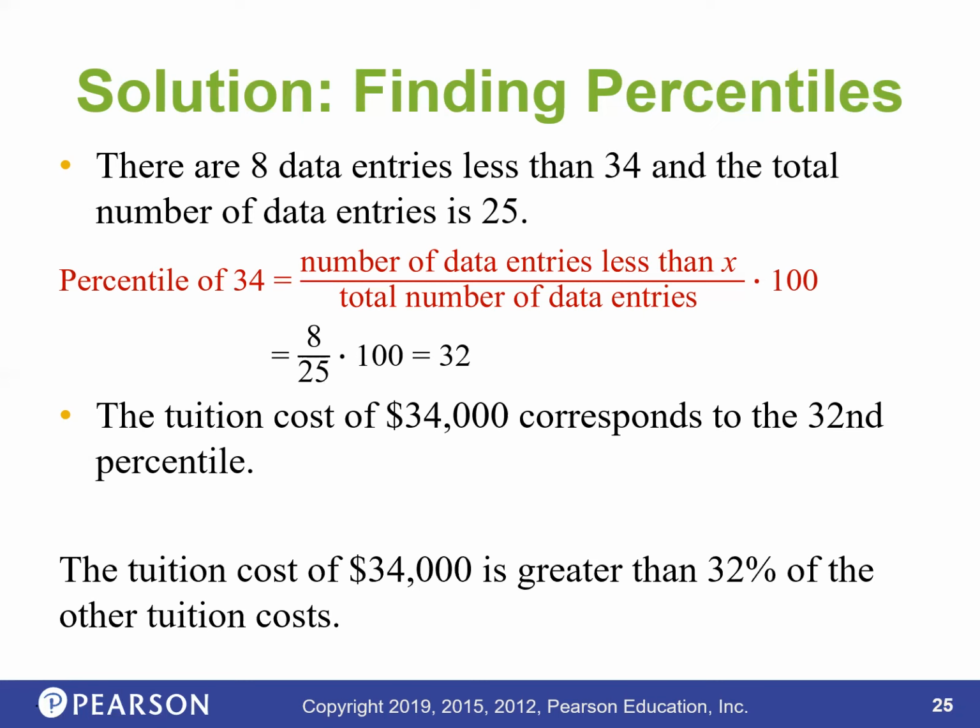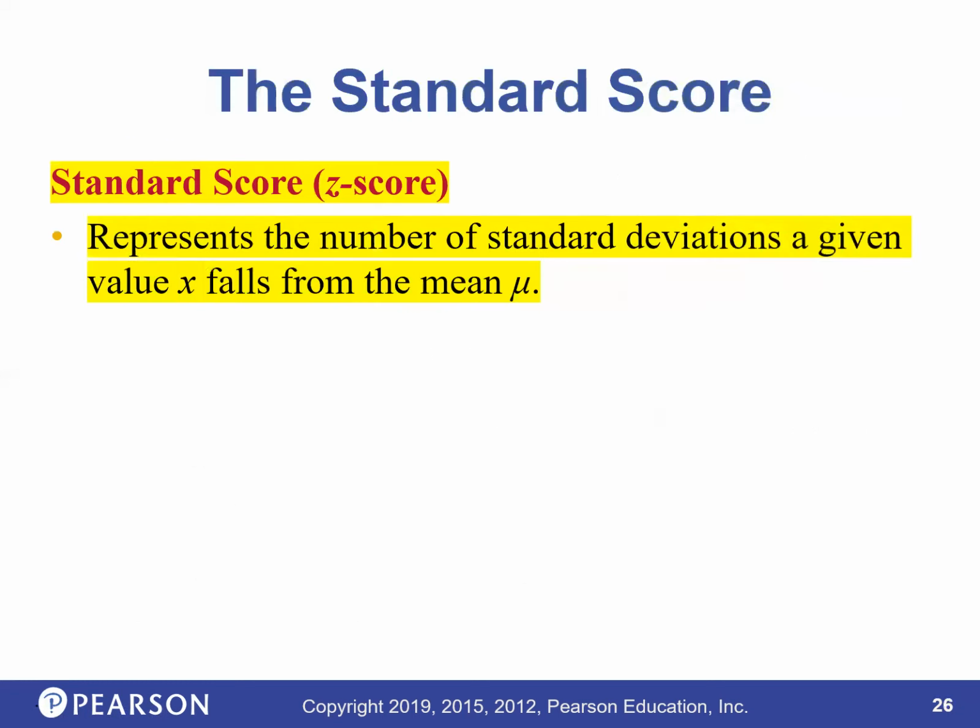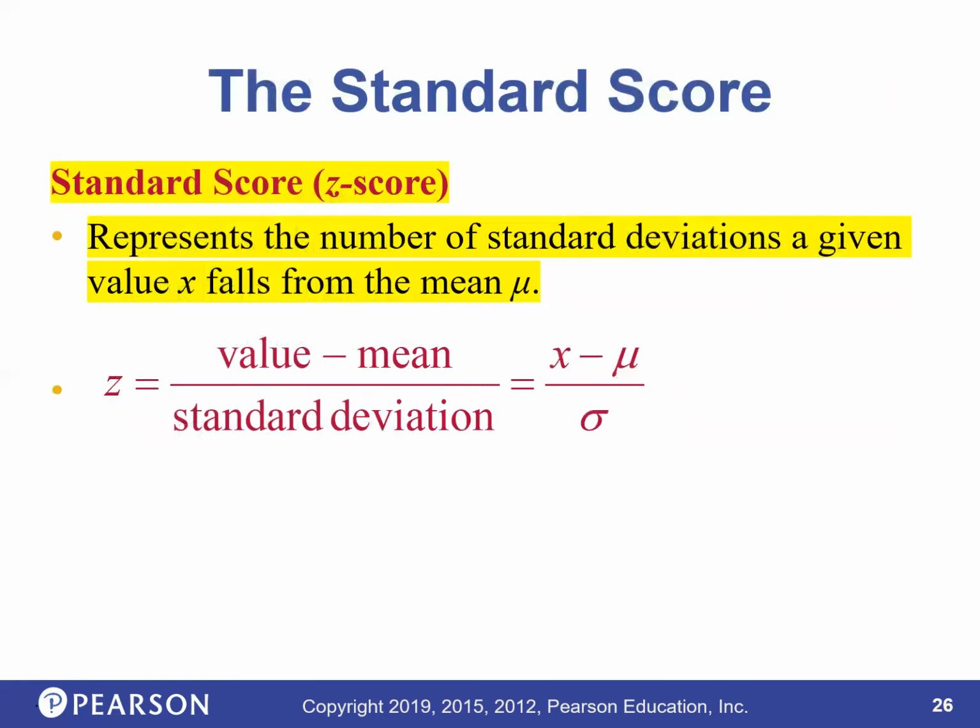The end result is the 32nd percentile. That's not the answer. Okay, so the more abstract one that we're actually going to use later on is this one right here. It is called the standard score, and eventually just called the standard Z-score.